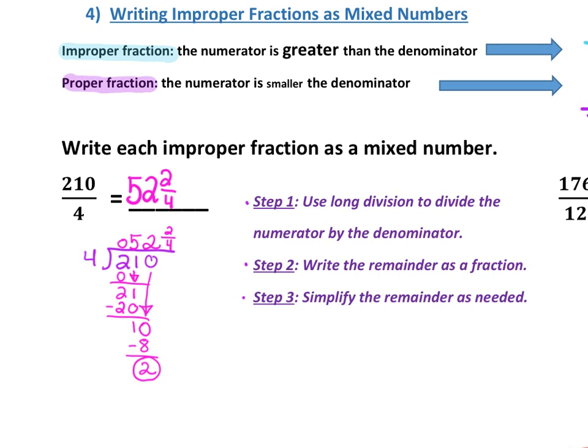Step 2 was writing the remainder as a fraction, so I've done that. Now step 3 is to simplify the remainder as needed. Ooh, and I can see that my remainder could be simplified. So I am going to divide both my numerator and denominator by 2 to get my final answer. Whole number isn't going to change. I still have 52. But 2 divided by 2 is 1, and 4 divided by 2 is 2. So my final answer is 52 1/2.